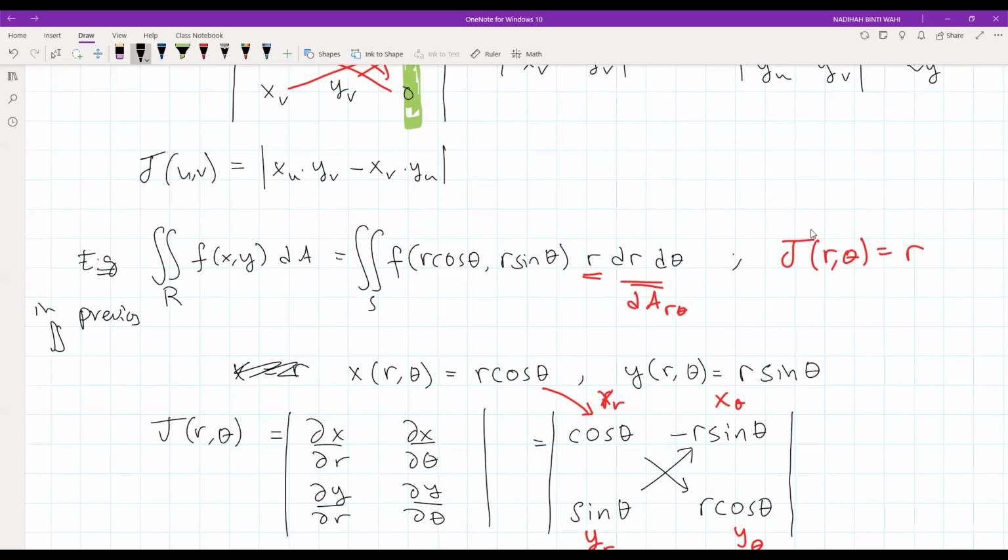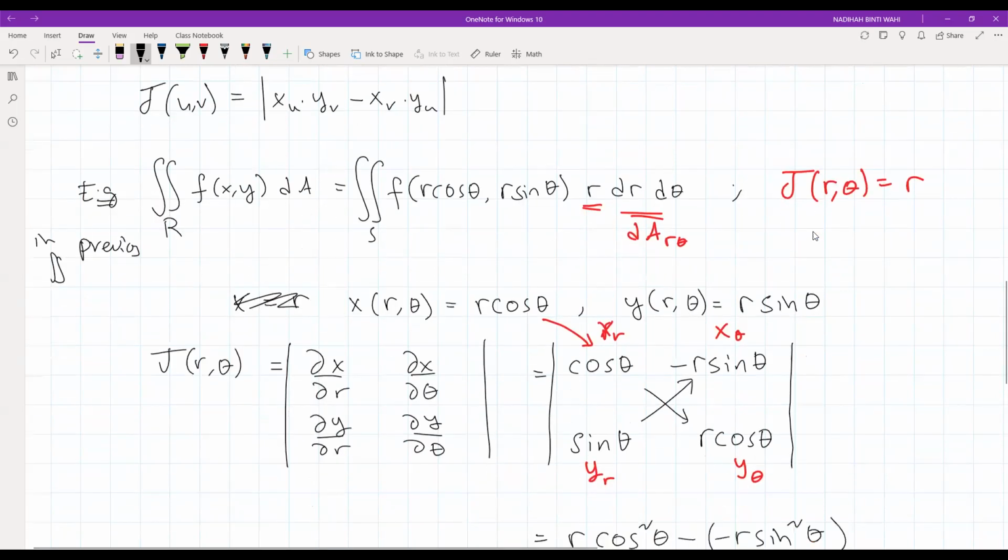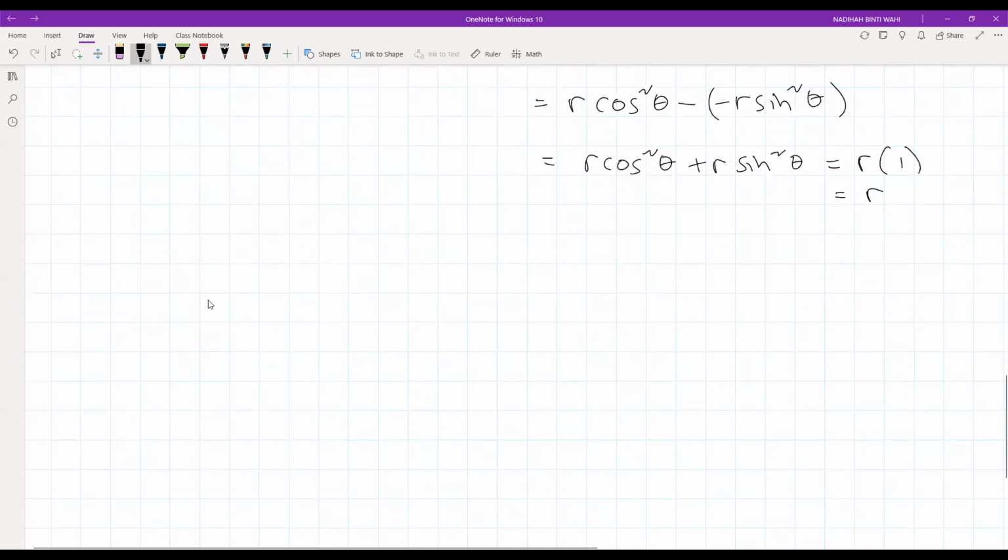Okay, now let's see what happened for Jacobian in triple coordinate. Let's see example. Not triple coordinate. Maybe I can say something like in spherical coordinate.